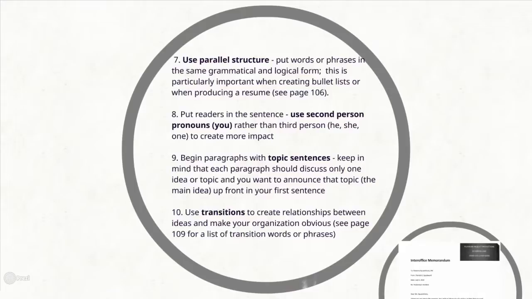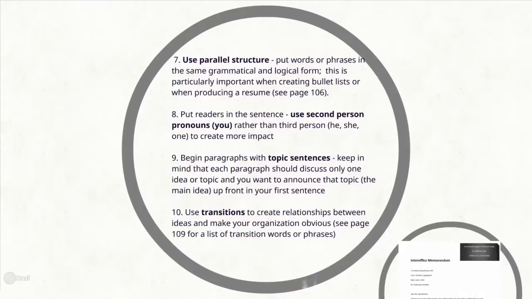So basically, parallel structure is putting words or phrases in the same grammatical and logical form. This is hugely important when you create a list in any type of writing. But basically, if you start a list using ing words, running, swimming, jumping, all of those words in your list should be ing words. If you start a list with past tense, ran, jumped, all of those words should be in past tense. So the words should all take the same form in a list. Again, hugely important when we're thinking about resume production, and this will come back throughout the course.